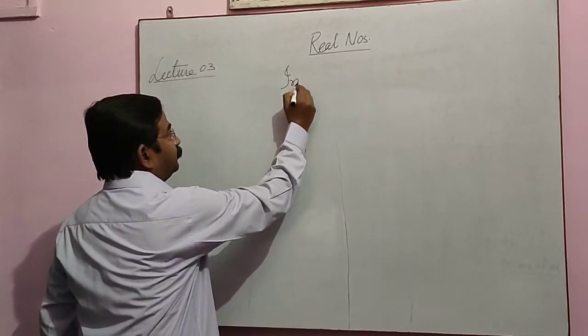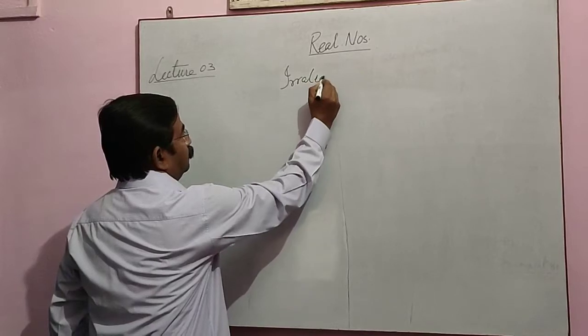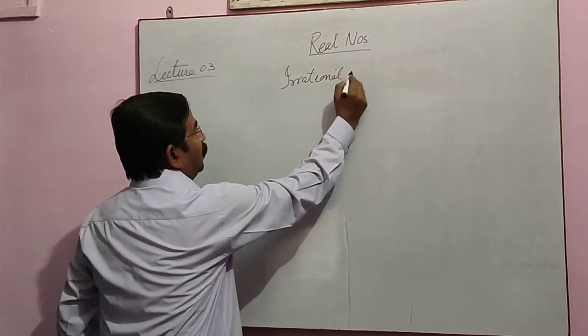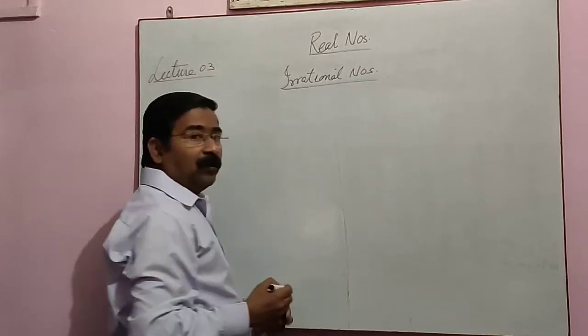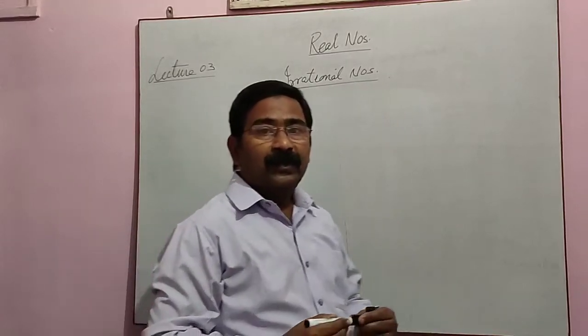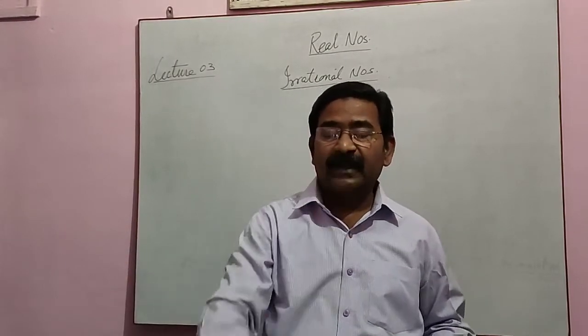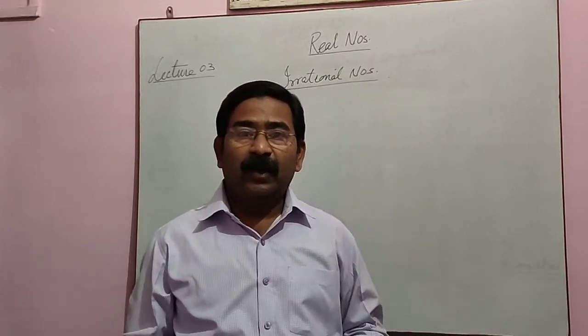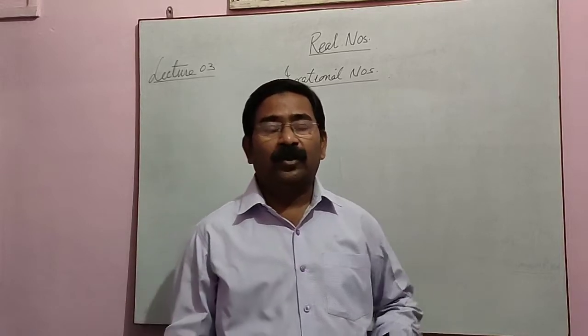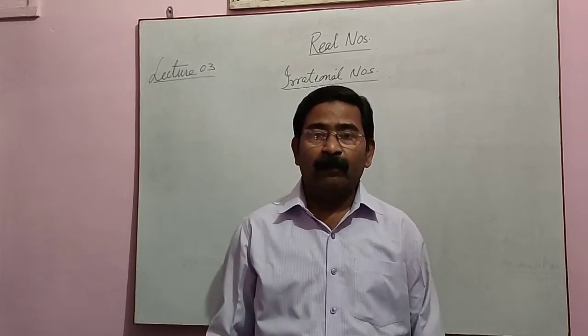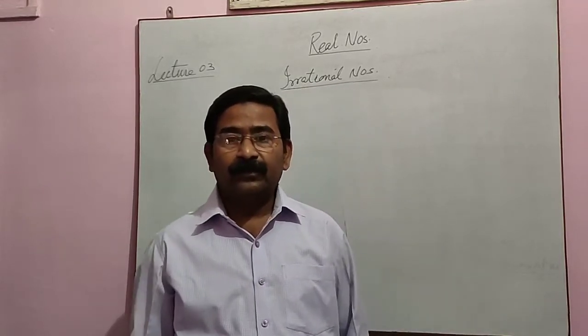Let's see. Irrational numbers. How to define irrational numbers? The same way, you can say the number which cannot be written in the form of p upon q, where q is not equal to 0, you can say simply irrational numbers.